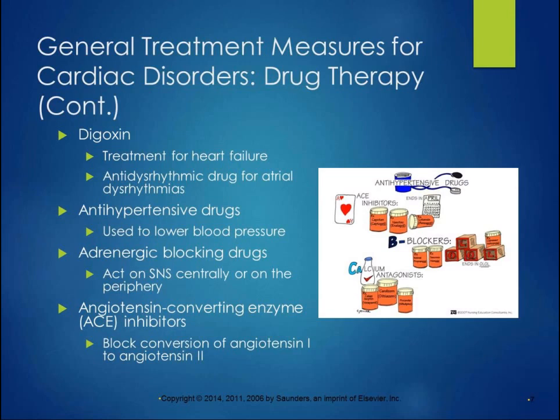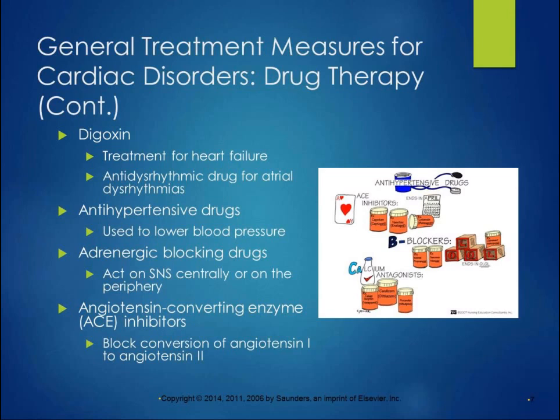Adrenergic blocking drugs act on the sympathetic nervous system, either centrally or on the periphery, and again that's to increase vasodilation or decrease vasoconstriction and lower the peripheral resistance.